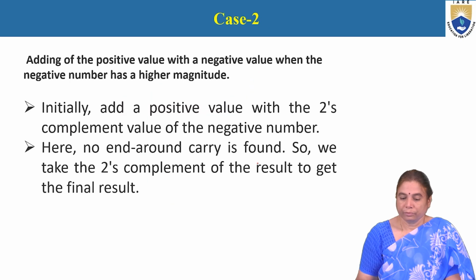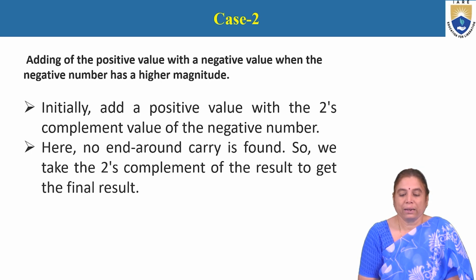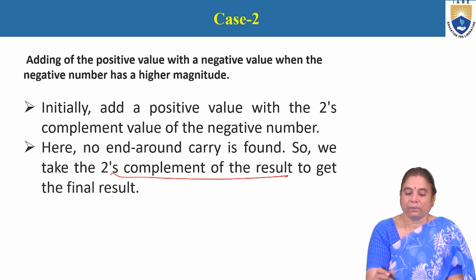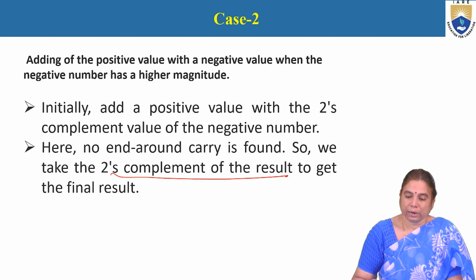What is the second case of 2's complement subtraction? Adding a positive value with a negative value when the negative number has a higher magnitude. So initially add the positive value with the 2's complement of the negative number. Here no end around carry is found. So we have to take the 2's complement of the result to get the final result.